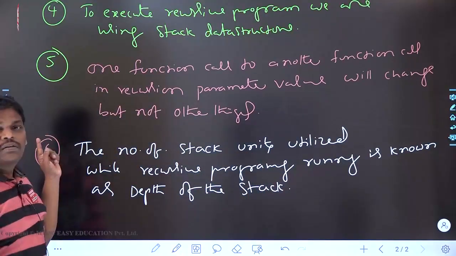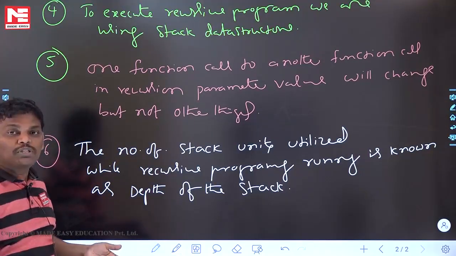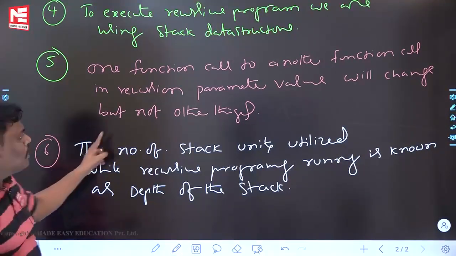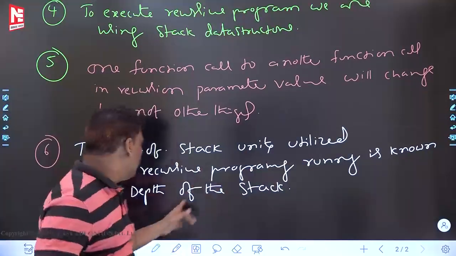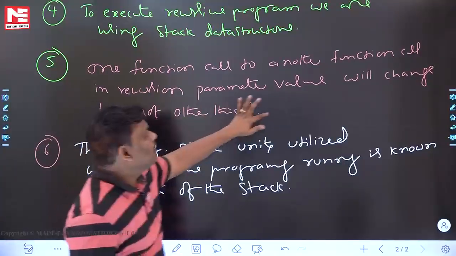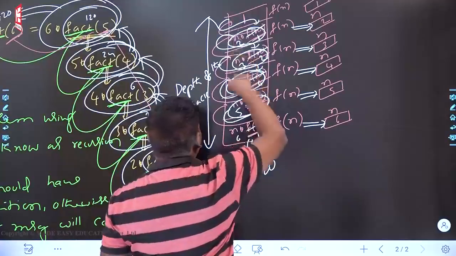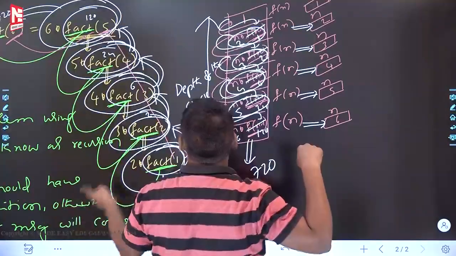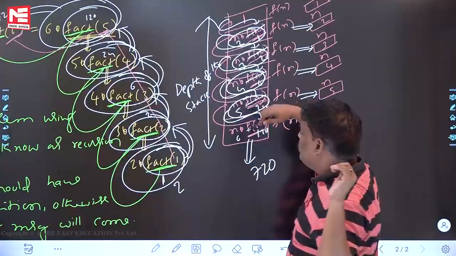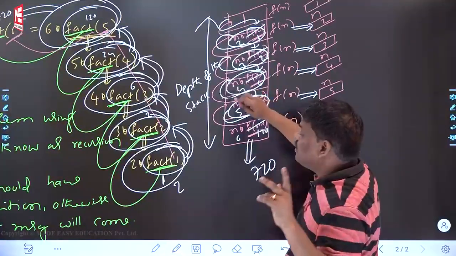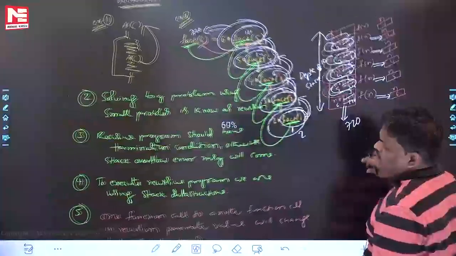See this one. Again and again I am saying to you, many times I used to repeat. The number of stack units utilized while recursive program is running is known as depth of the stack. How many stack units did you utilize whenever the recursive program is going on here? 6 stack units. So the depth of the stack is going to be 6. Fine. So these are the total 6 points.